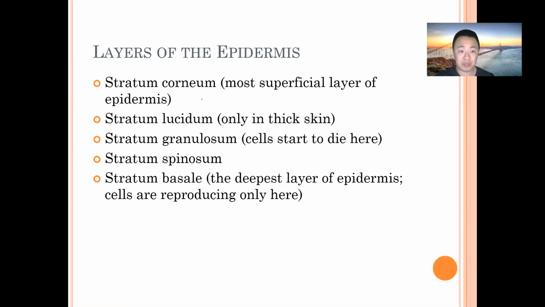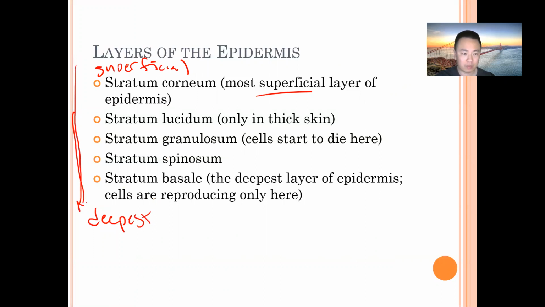The layers of the epidermis, starting with the most superficial layer and going to the deepest, are the stratum corneum, the stratum lucidum, which is only in thick skin, the stratum granulosum, where cells start to die, the stratum spinosum, and the stratum basale. You might want to go back and review the notes, or the online lecture on the integumentary system, and the little story I have there to remember each of these layers.